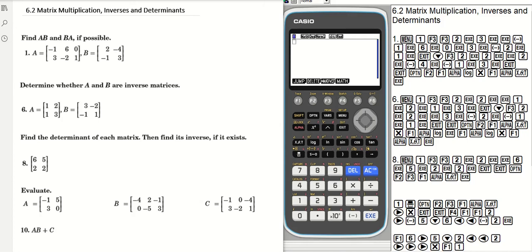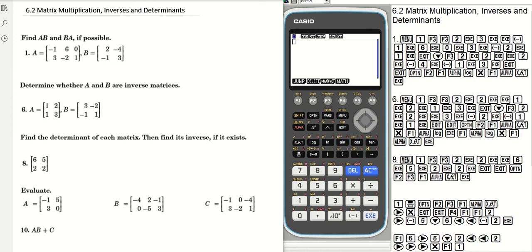This video is about matrix multiplication, inverses, and determinants. So, first thing in multiplication, you need to identify the dimension of the matrix. In number 1, let's find A multiply B and B multiply A if it's possible. So, let's get the dimension of matrix A.